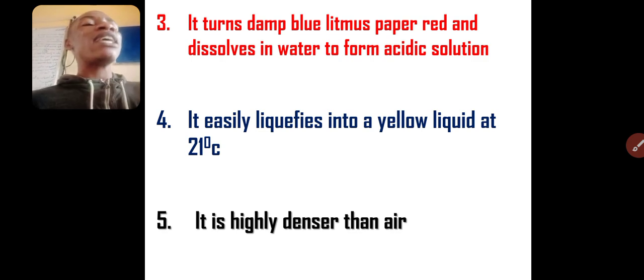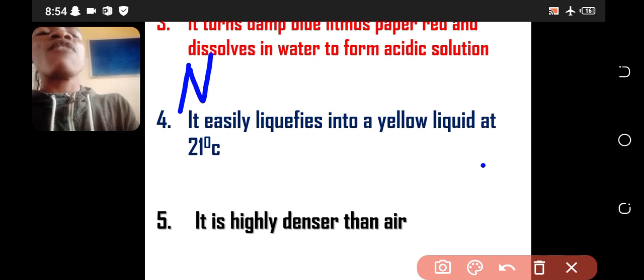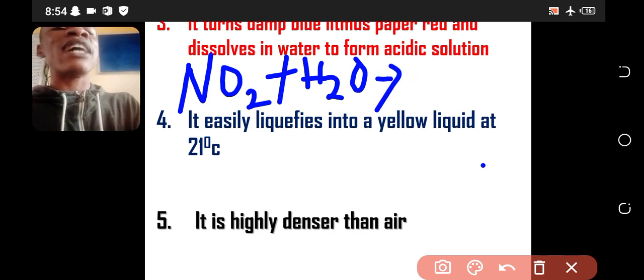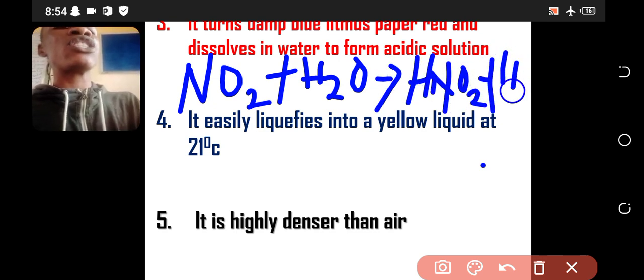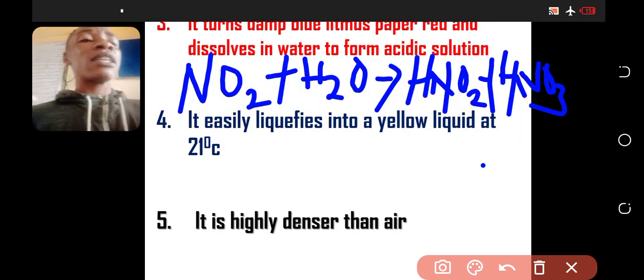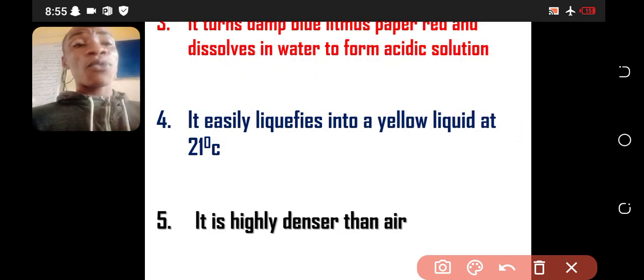NO2 is a mixed anhydride. When it dissolves in water, it gives you a mixture of two acids. Hence, you call it a mixed anhydride. It gives you HNO2 and HNO3. Those are the two compounds you are going to get when you dissolve NO2 gas inside water.